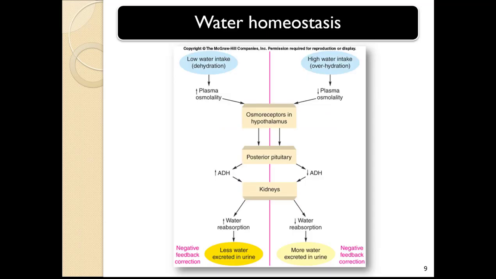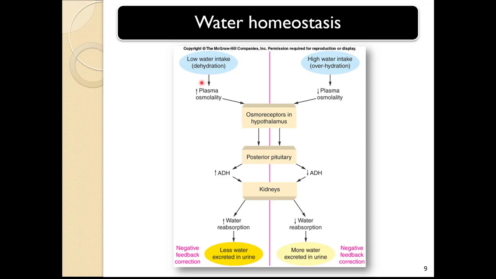All right, this slide shows basically how water homeostasis works. I'll just step through a few things here to show you what they're talking about on this slide. This is from your book. Here we have someone who is dehydrated. They haven't been drinking enough water. What this leads to, and these are some concepts that you should understand, all right? So I want you to think about this.